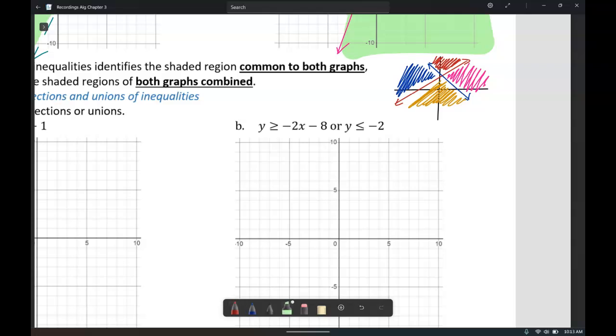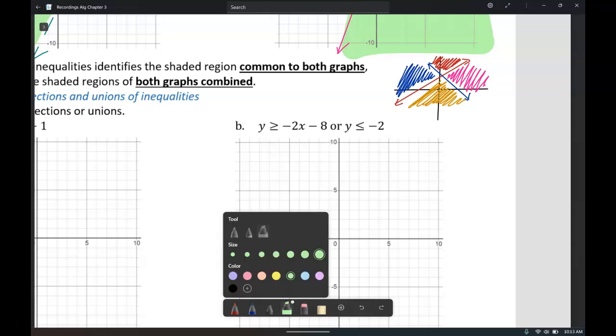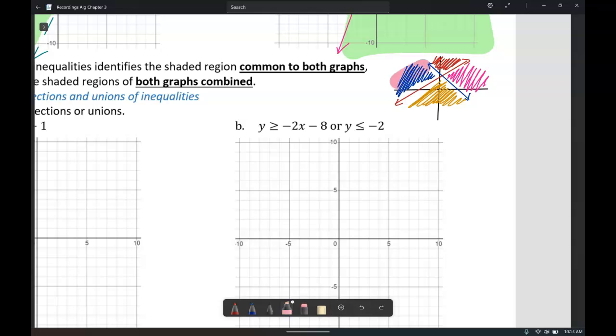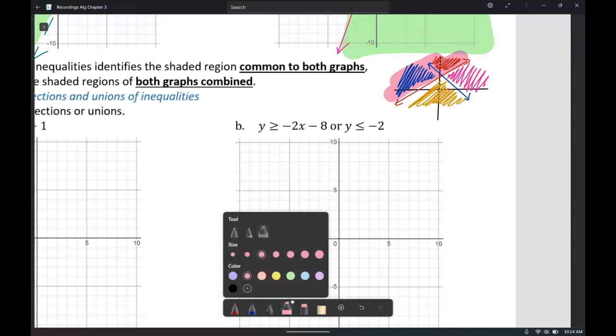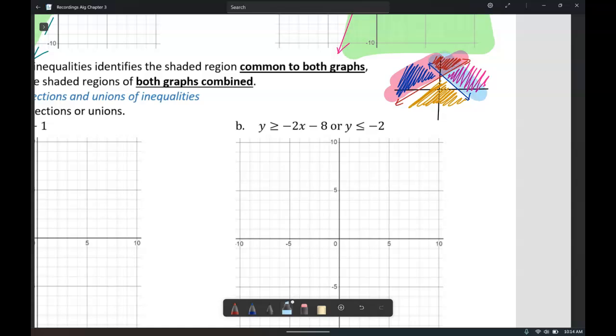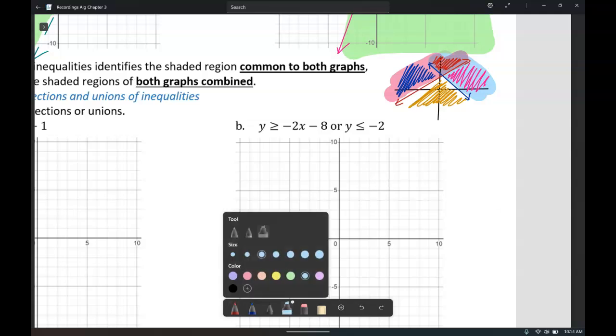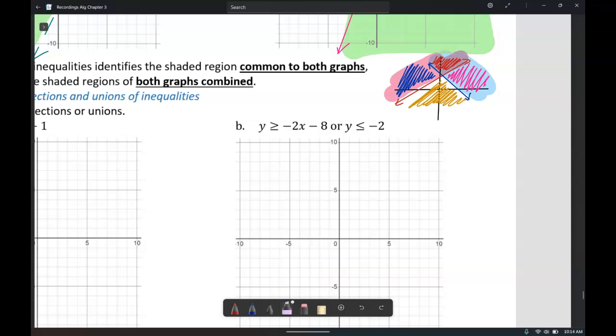For example, if I'm shading above one line, let me use a different highlighter color for that. If I'm shading above my red line, and I'm also shading above my blue line, then the intersection would be the region where they overlap, which is this red region right here. If I'm looking at a union, it would be all three areas combined.